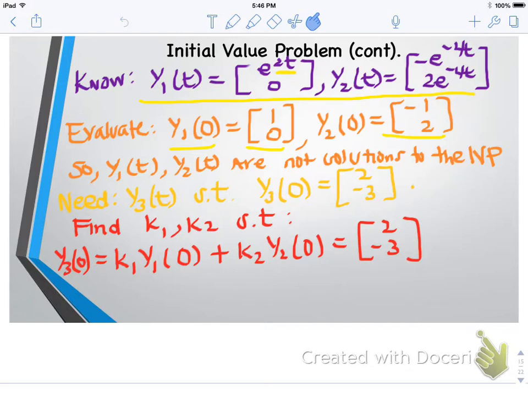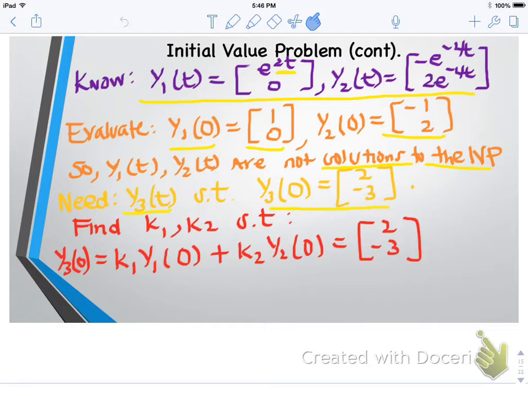Since neither of those gave us the 2, negative 3 that we looked for, those are not solutions to the IVP. Hopefully you can read my writing too, because the stylus sucks. But anyways, those are not solutions to the IVP. So in other words, we need another solution, let's call that y sub 3 of t, such that y sub 3 of 0 is equal to the vector 2, negative 3.